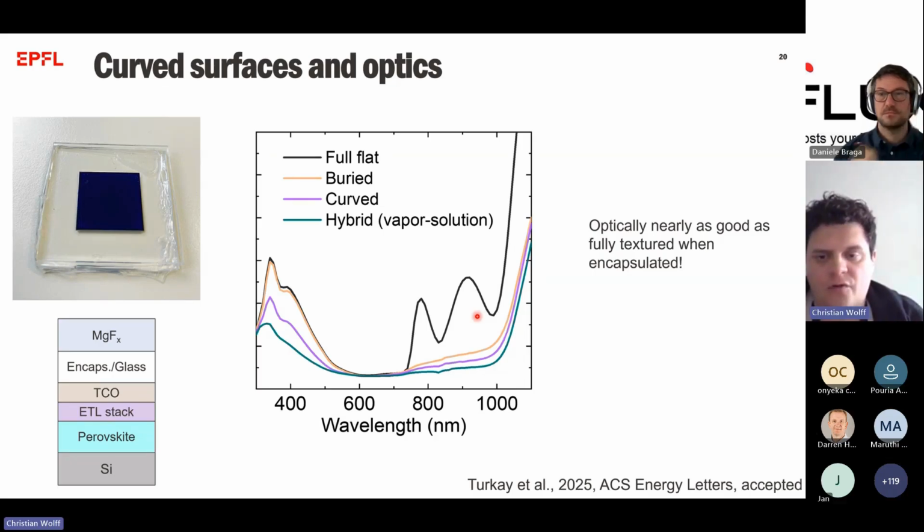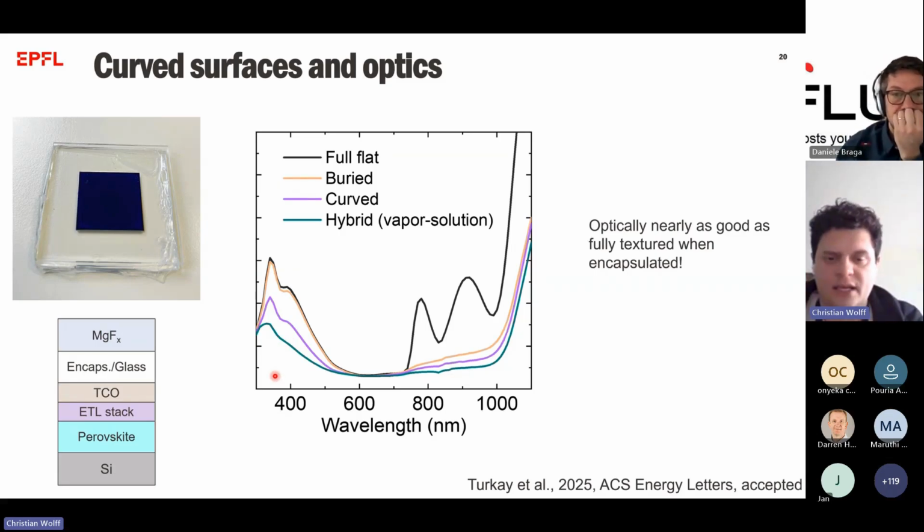If you go for the other structures, so the buried one, where the perovskite fully covers the silicon, you can improve upon this scenario. But even better, if you want to stick with full solution processing, is to really go for these curved structures that we have newly developed. They are not quite as good as the fully textured scenario with the hybrid approach, but I would say they are very close. And if you would calculate how much current you're losing here, it's on the order of 0.5 milliamps per square centimeter overall.